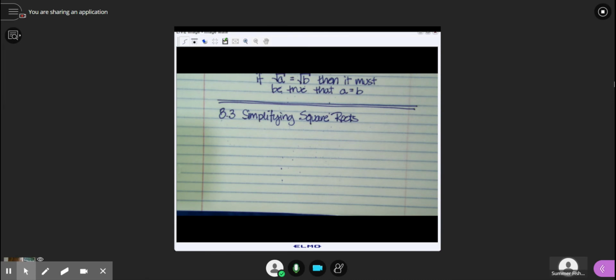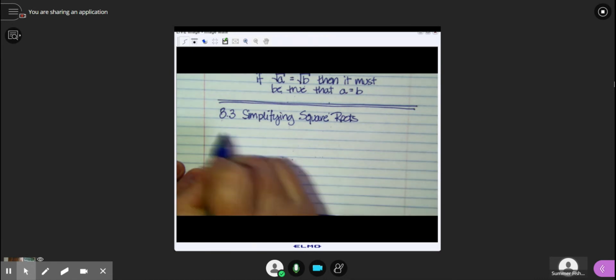Okay. So what I really want you to be able to do out of 8.3 is to be able to simplify your square roots. This section deals with simplifying all different kinds of roots. We just really need you to be able to simplify a square root. You may or may not have done this in the past. I'm not entirely sure, but we are going to practice it here.